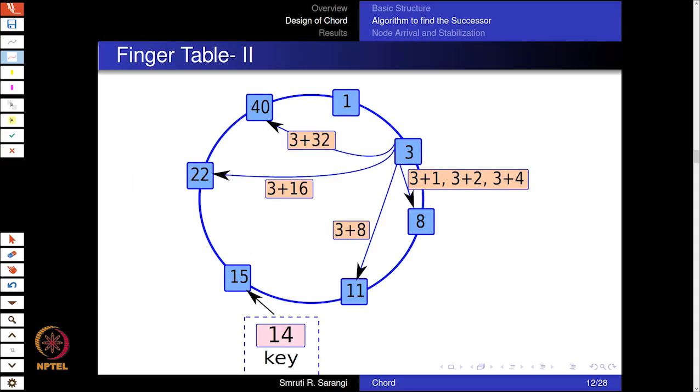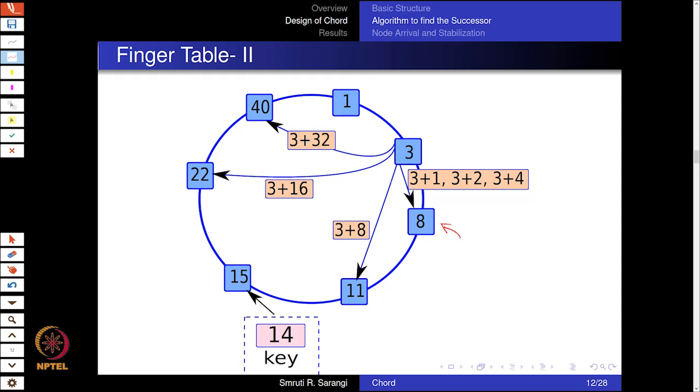So again, just to come back, if I were to look at a circle and give actual values, then what we would see is for node 3, the 3 fingers whose start is 3 plus 1, 3 plus 2 and 3 plus 4, their successor, or the node of the fingers, is node 8.